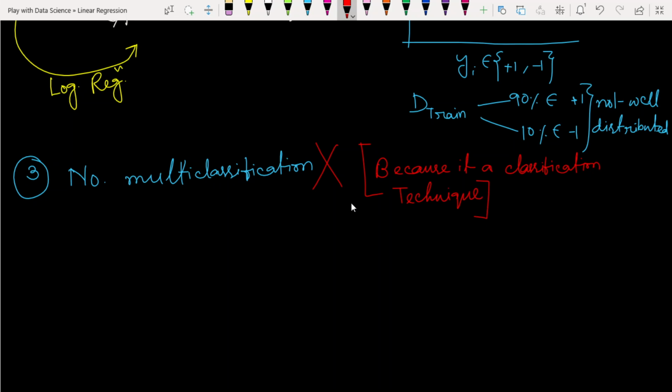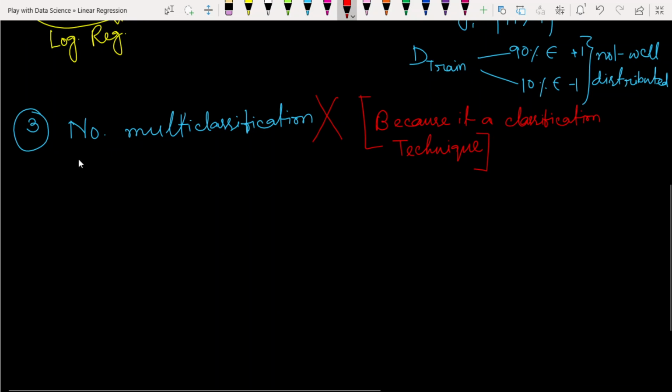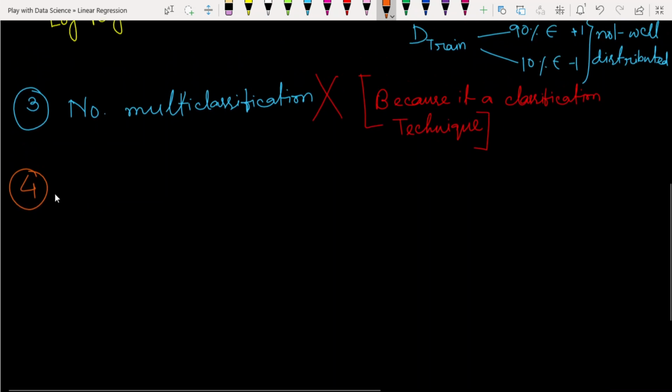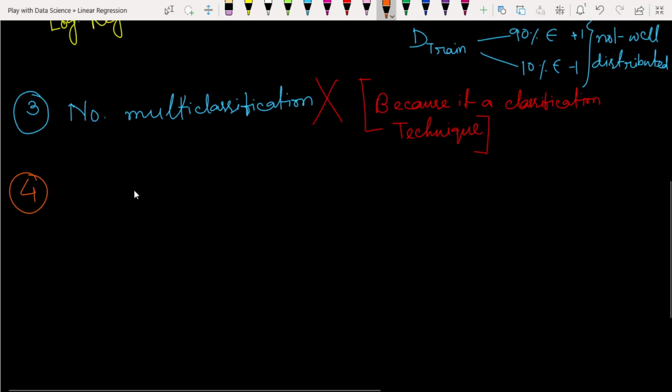Okay. So for this reason, multi-class classification is not useful. Now come to the fourth thing, that is features engineering. Here we can apply features engineering. Yes, obviously, as with logistic regression, features engineering is the most important thing. We will learn features engineering in the logistic regression series.